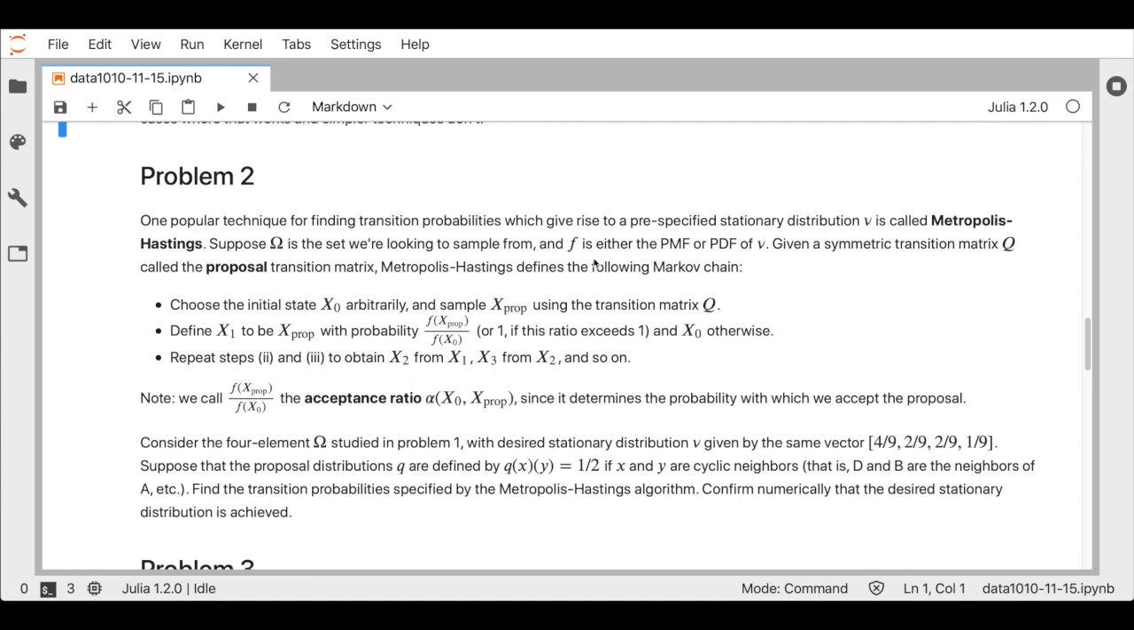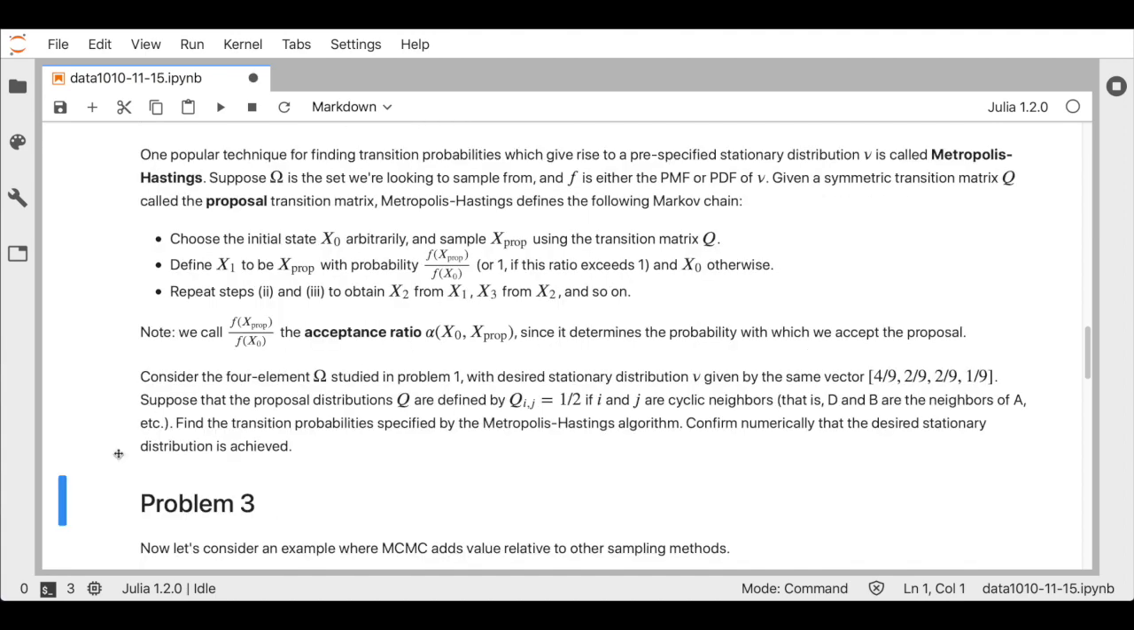So suppose that f is specifying the probability mass function of the desired limiting distribution. We'll check the probability mass at the proposed new state as well as at our current state and decide whether to take a step based on that. So if the probability mass is bigger, we're definitely going to take that step. And if it's less, we still might take that step, but just with a probability of that ratio. So this implicitly specifies a new transition matrix P that accounts for Q as well as these ratios. So this ratio of the densities at the proposed state and the old state is called the acceptance ratio.